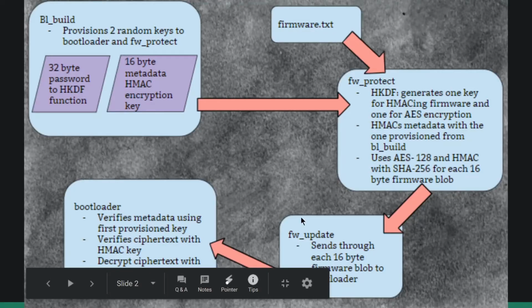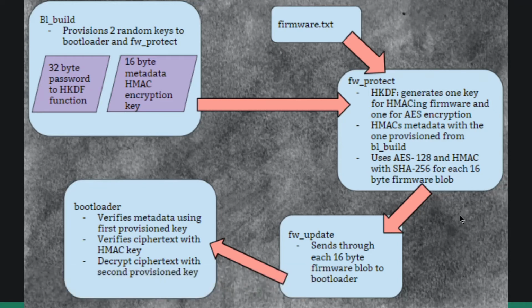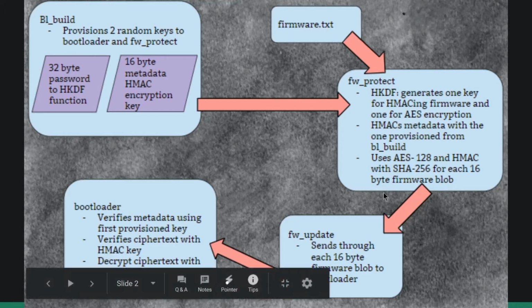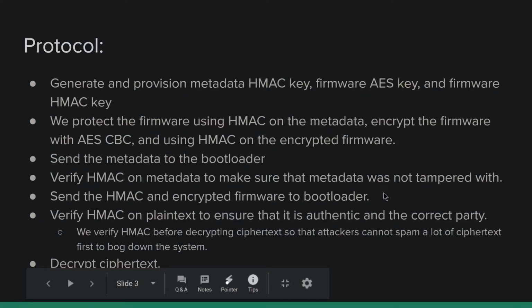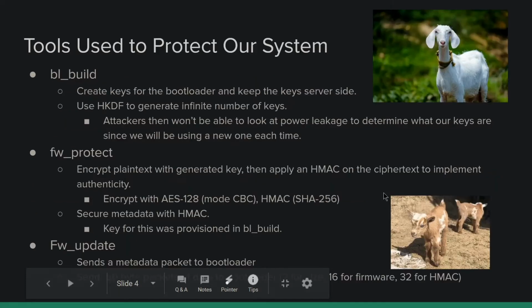So, a quick flowchart overview of what our protocol is. We provision two random keys, and then we use those to produce more keys in the firmware protect tool, and then we protect all of our data there. And then in firmware update, we take all that protected data and divide it into packets that we send individually to the bootloader, which decrypts everything and boots up the firmware. This is a more in-depth version.